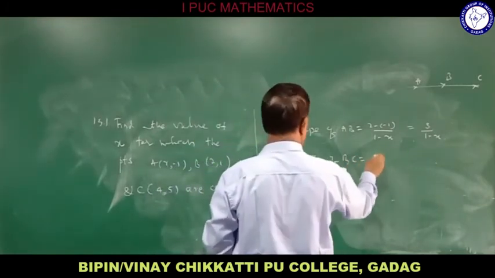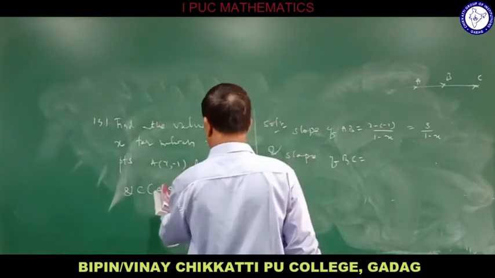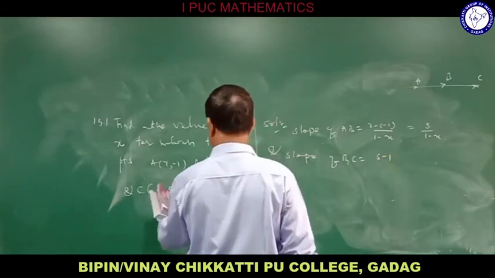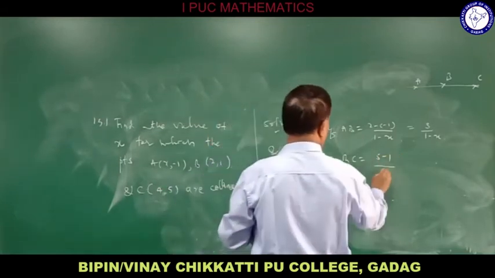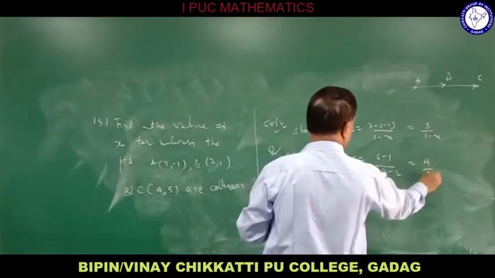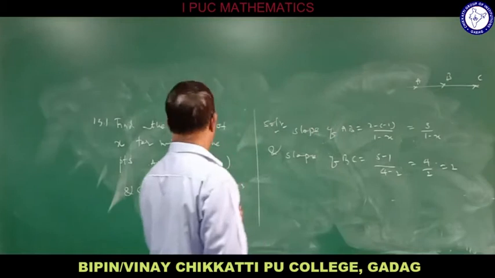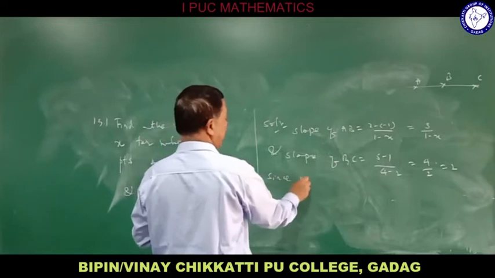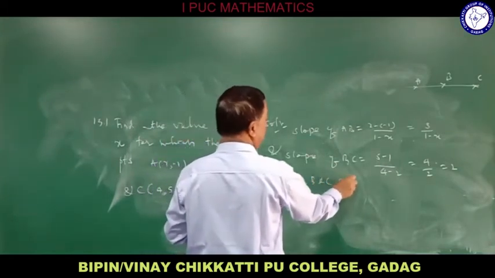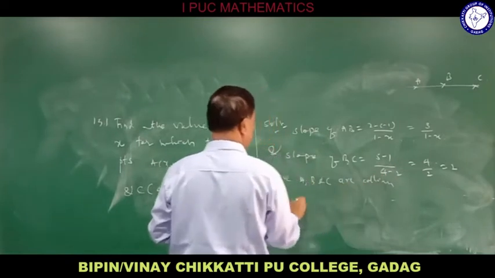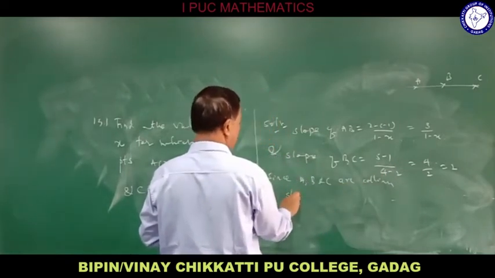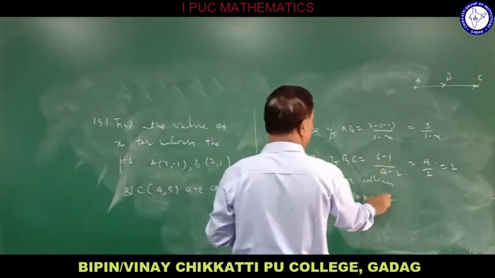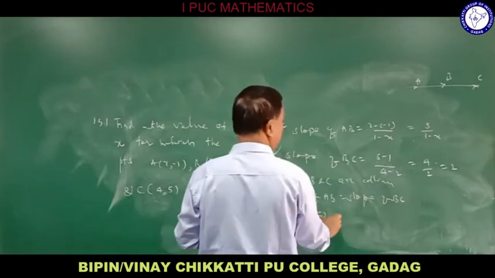Slope of BC is y2 minus y1, 5 minus 1, over x2 minus x1, 4 minus 2. This is 4 by 2, which is 2. Here, since A, B and C are collinear, we have to see that the slope of AB is equal to the slope of BC.